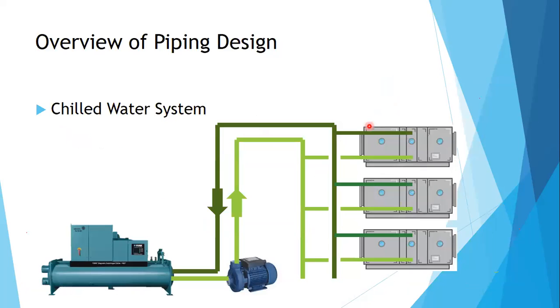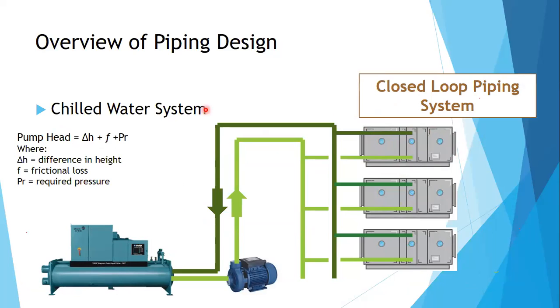How about on the other side? On the other side, from the air handling unit to your chiller, you would see that this is a closed loop piping system. Since this is a closed loop piping system, there is no difference in height. There's no pressure to overcome by the difference in height. So you only have the frictional loss and the required pressure for the equipment.